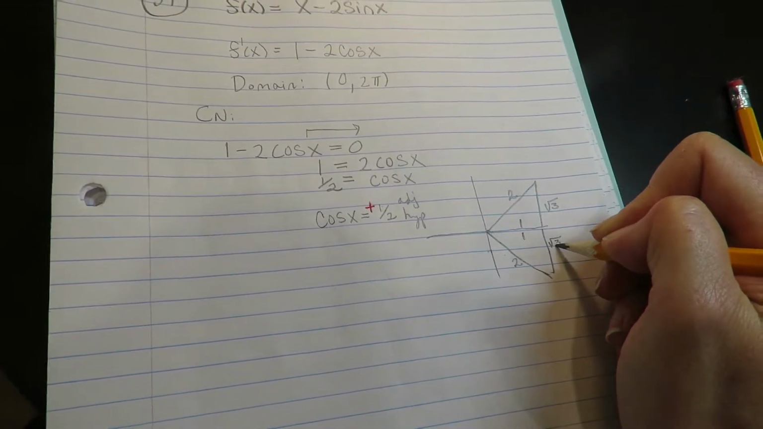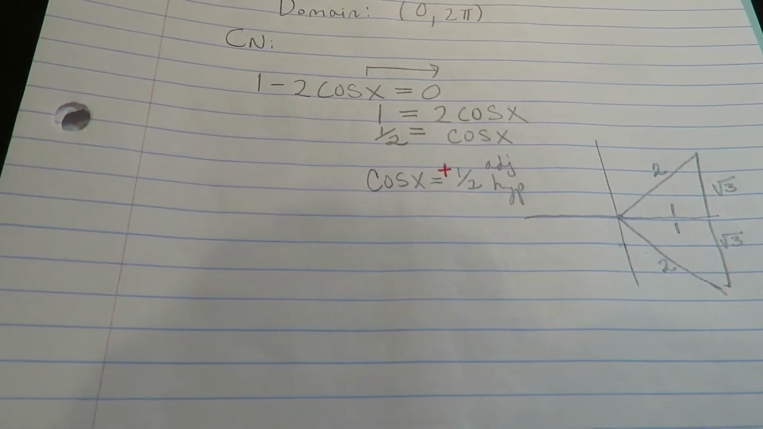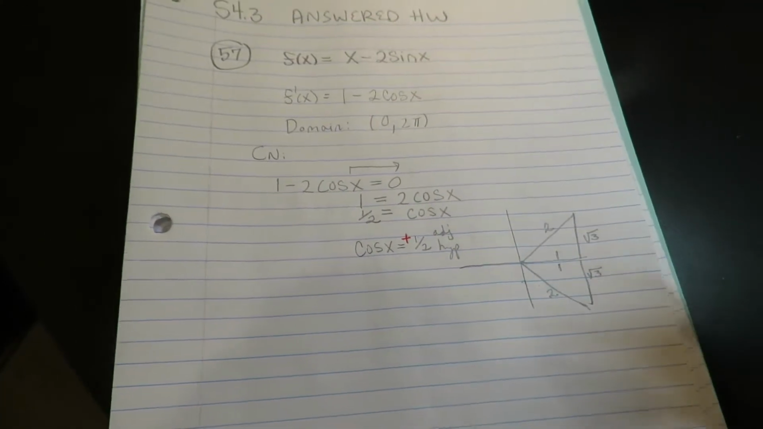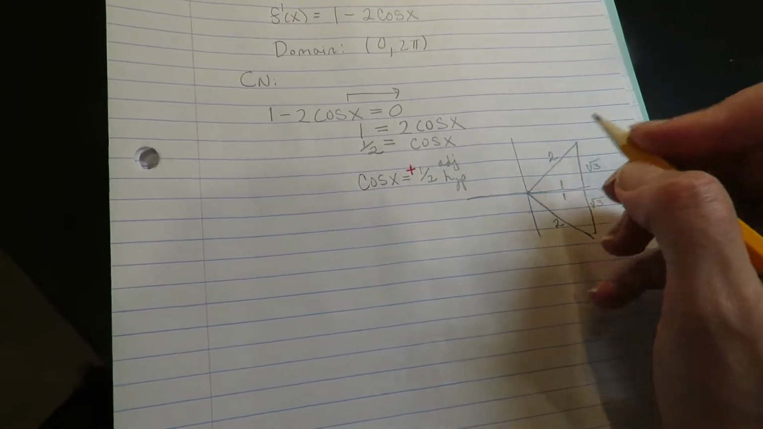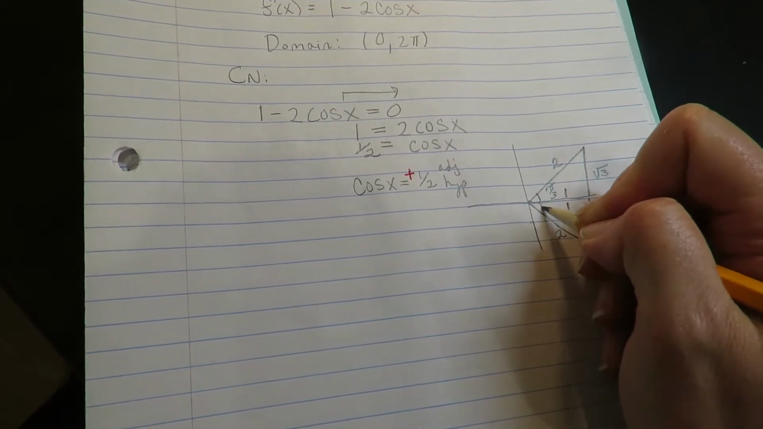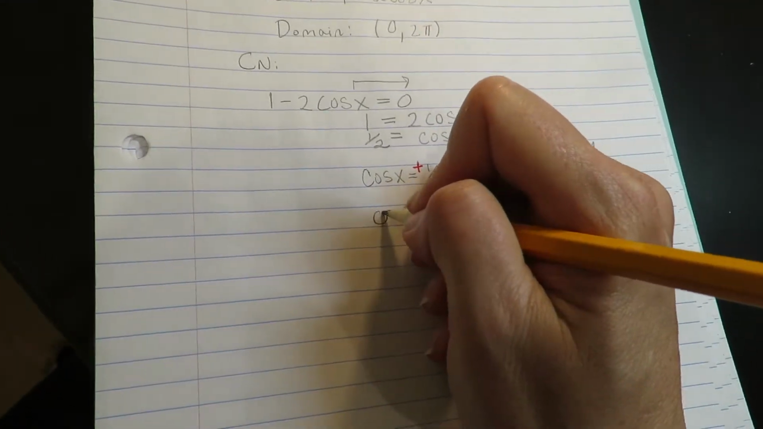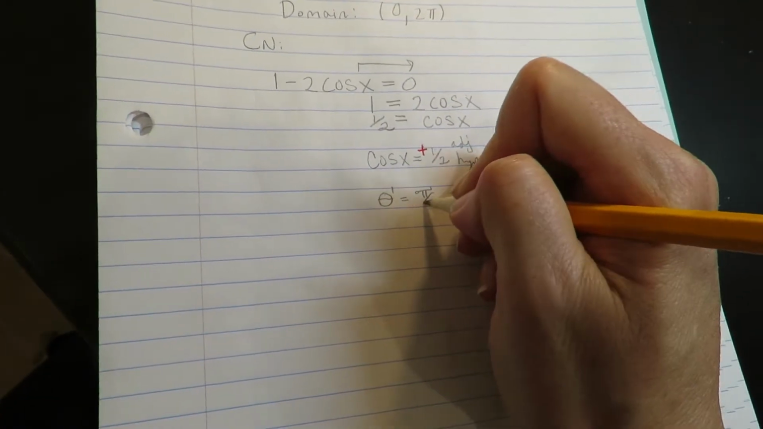I gave you guys the notes on this at the beginning of the course. If you guys need me to repost it under this section, just let me know and I'll go dig it up. Alright, so now you know if you're across from radical 3, that's 60 degrees. I'm just going to write that in radians. So that means that theta prime, the reference angle, is pi over 3.